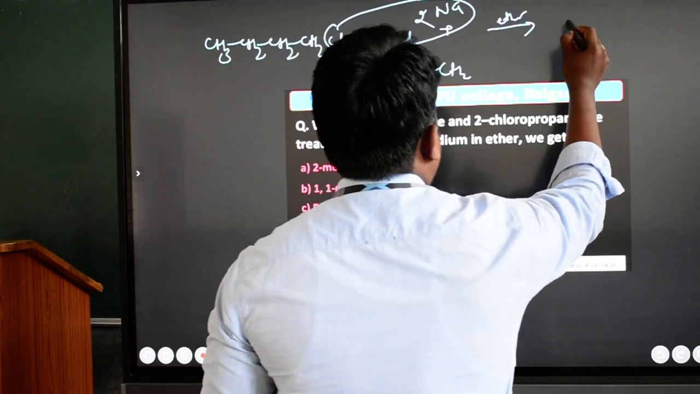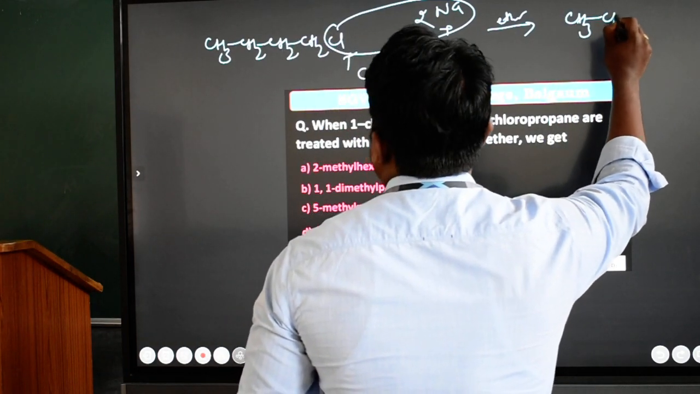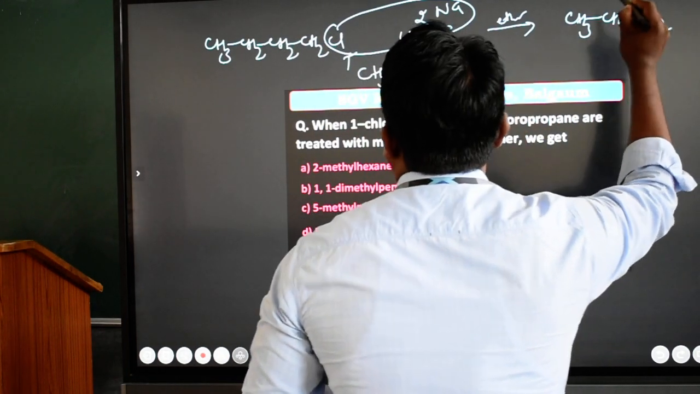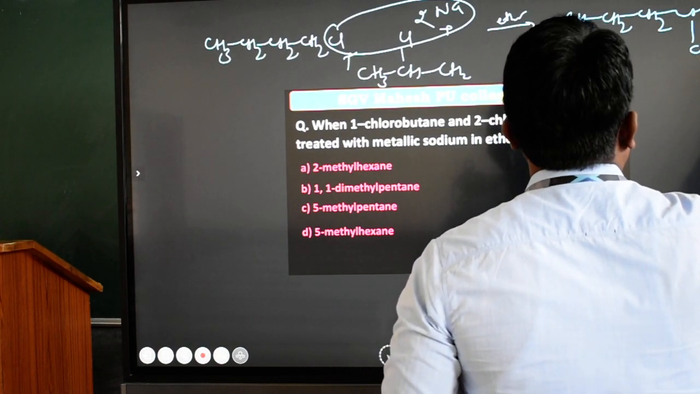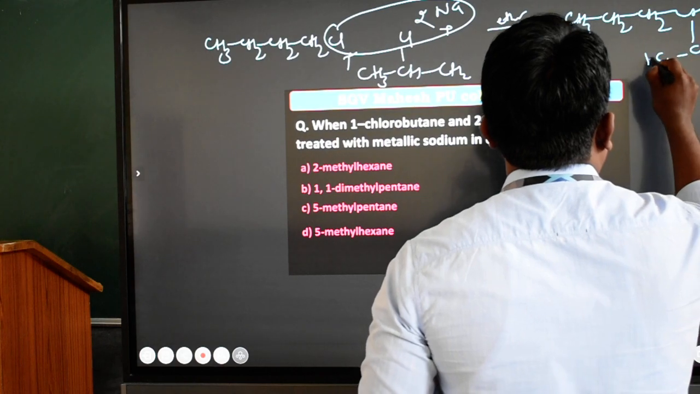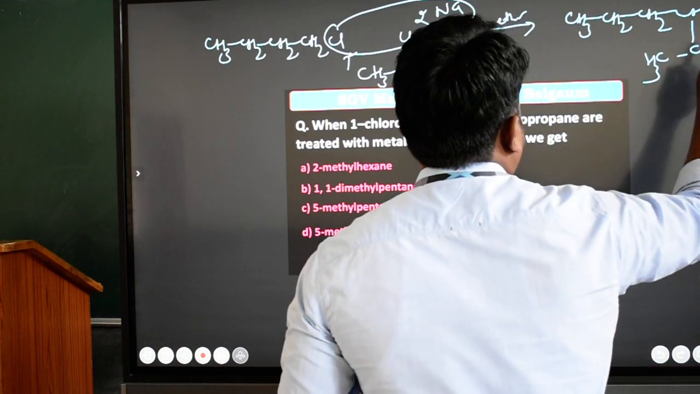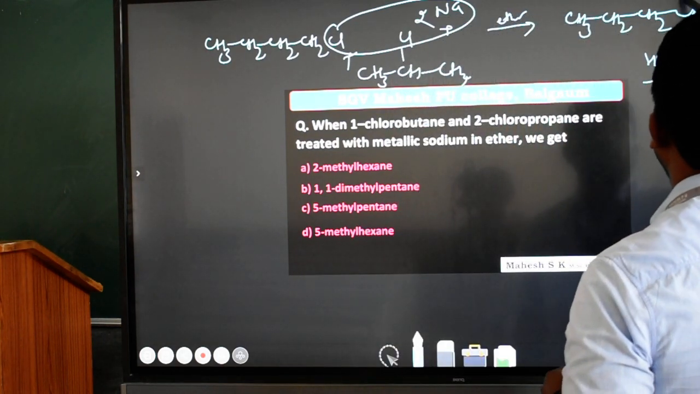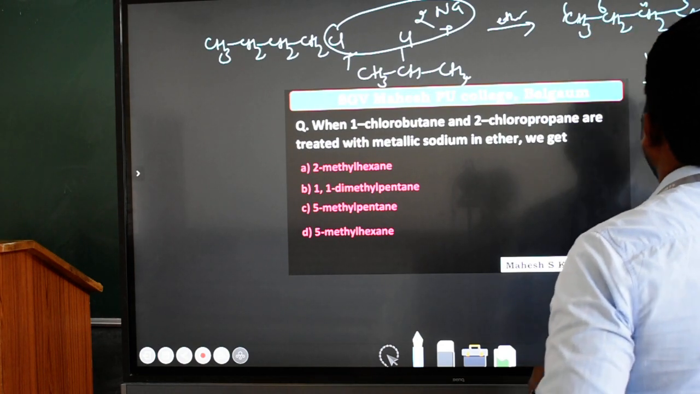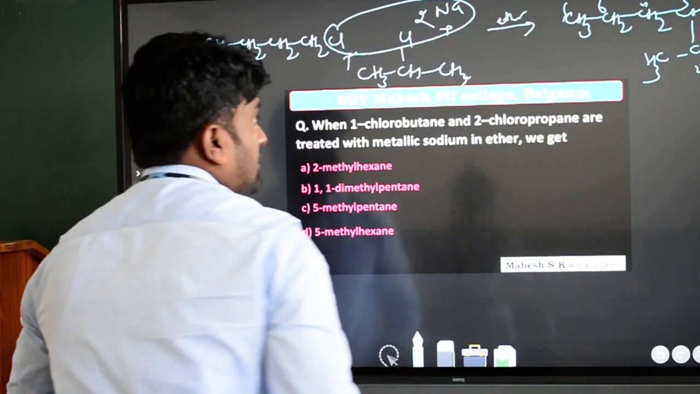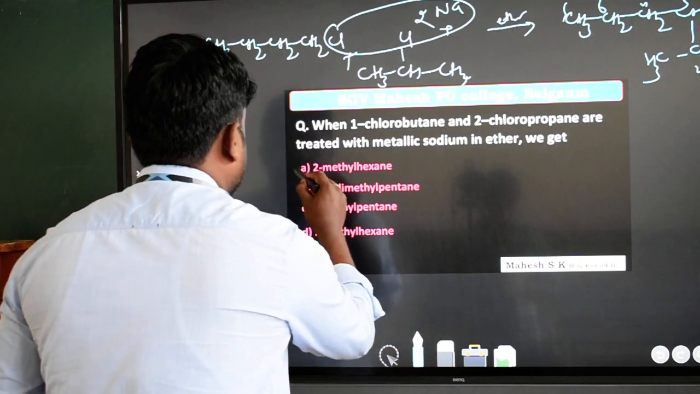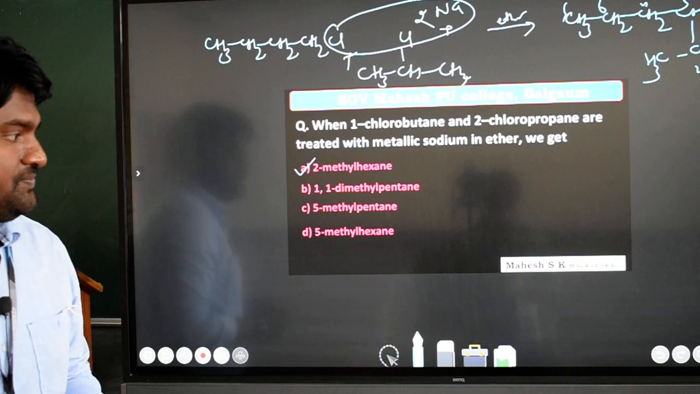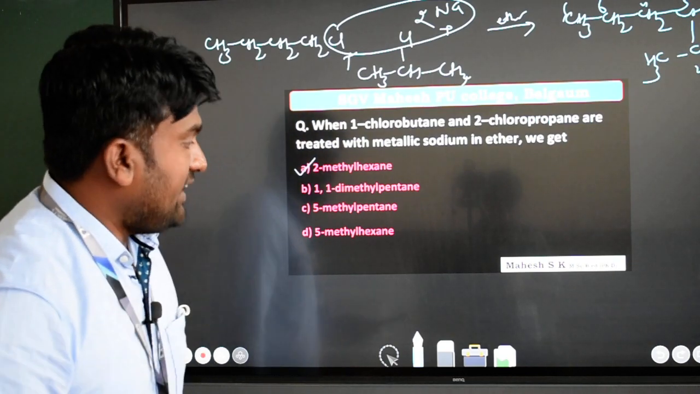Then the product will be CH3, CH2, CH2, then CH2 attached to CH, CH3, CH3. What is it? We can go for the longest chain: 1, 2, 3, 4, 5, 6. 2-methylhexane. That is the correct answer. The first option is the correct answer. Then I will go with the next question, students.